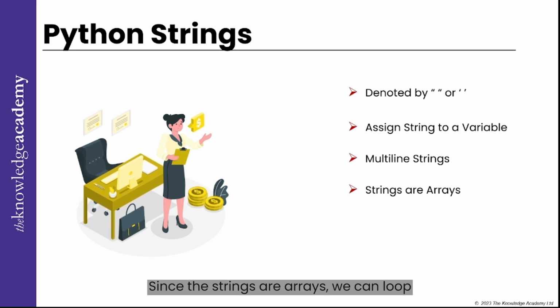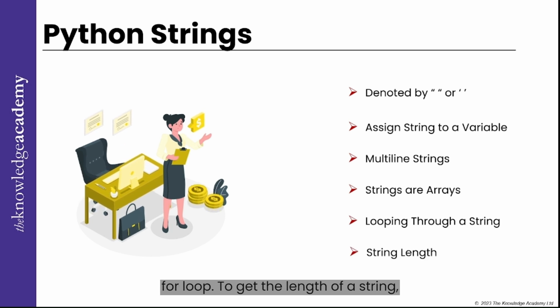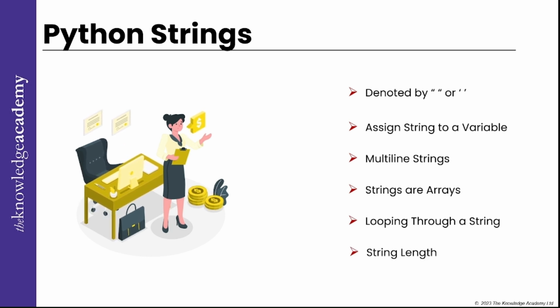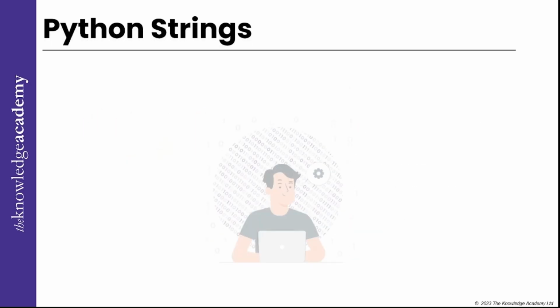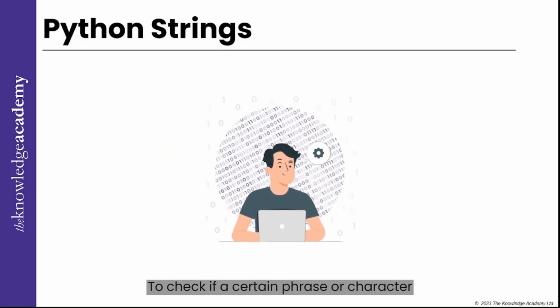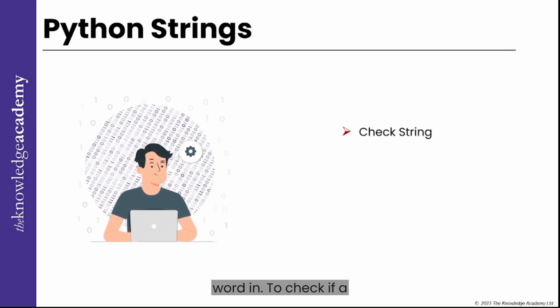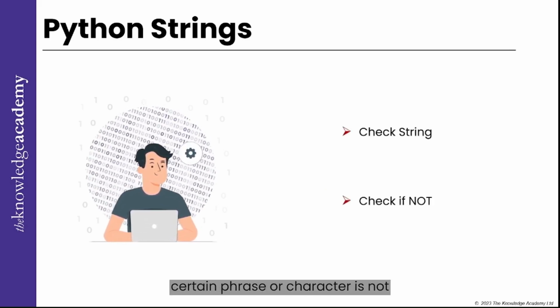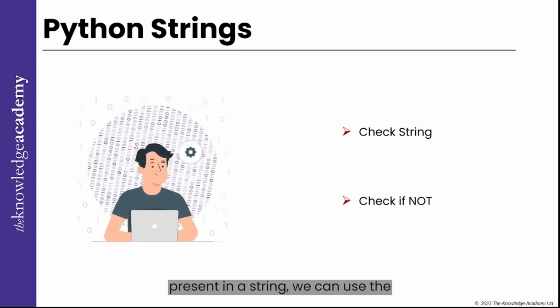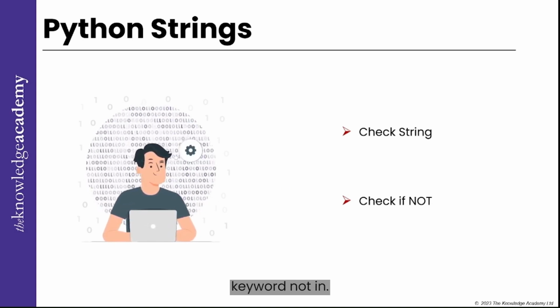Since strings are arrays, we can loop through the characters in a string with a for loop. To get the length of a string, use the len function. To check if a certain phrase or character is present in a string, we can use the keyword in. To check if a certain phrase or character is not present in a string, we can use the keyword not in.